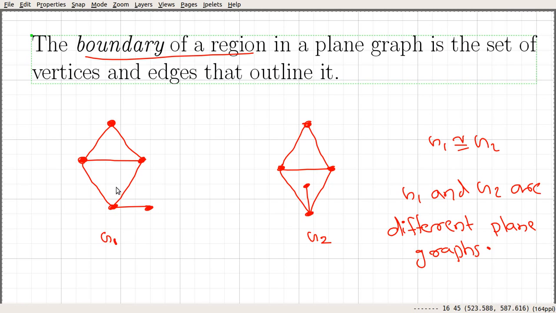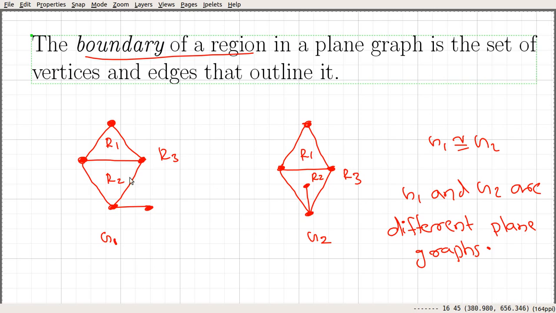Because they have a different planar embedding or planar drawing. So here we can see that this edge goes out of this particular thing, and here this edge lies in the interior of this thing. If you label the regions as follows: R1, R2, R3, and similarly here also R1, R2, R3.